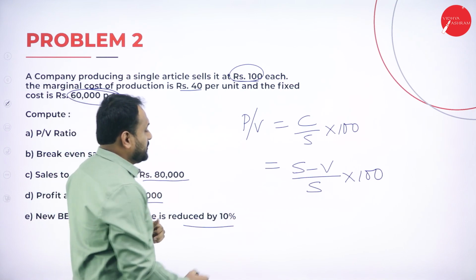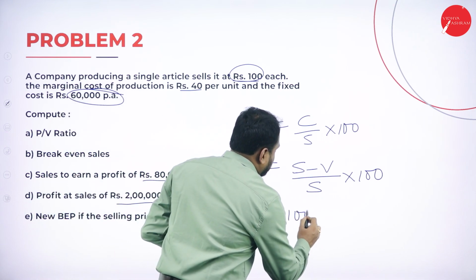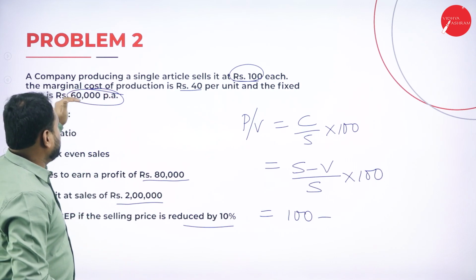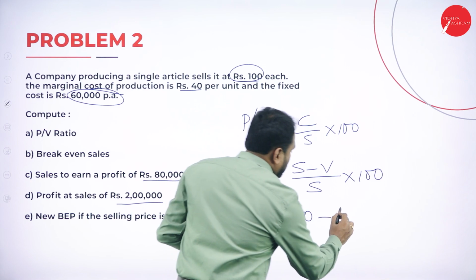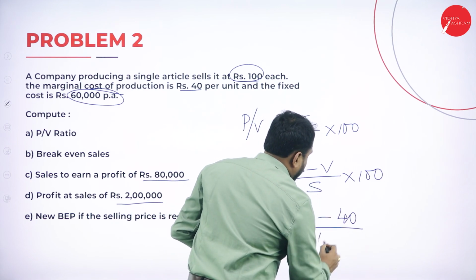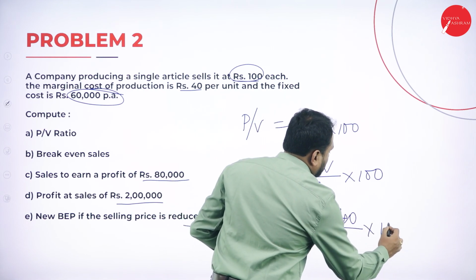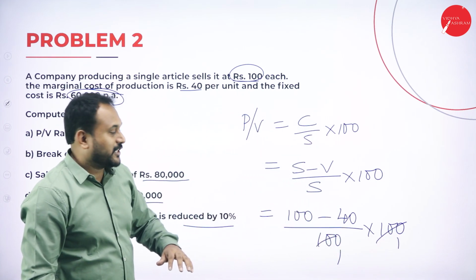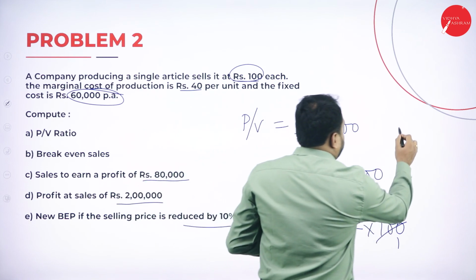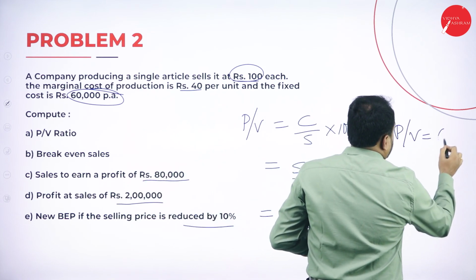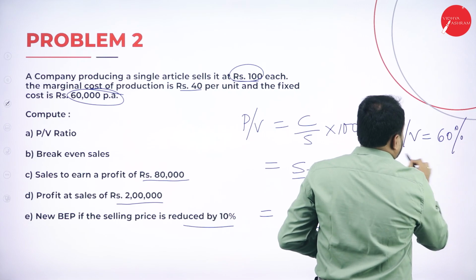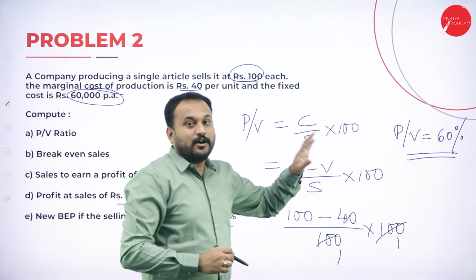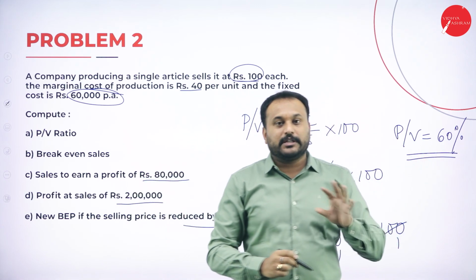So here what happens is, I'll get 100 minus, now my variable cost is marginal cost. So variable cost is how much? 40, divided by 100 into 100. So 100 once and 100 once it is done. So 100 minus 40 is how much? 60. So my PV is equal to 60%. PV is always written in percentage. Please do remember, PV is always represented with percentage.